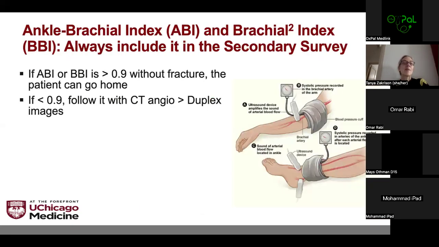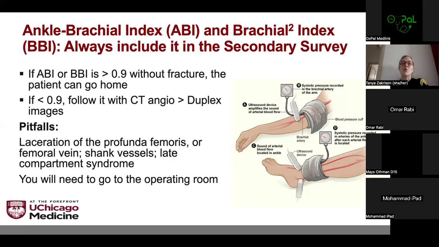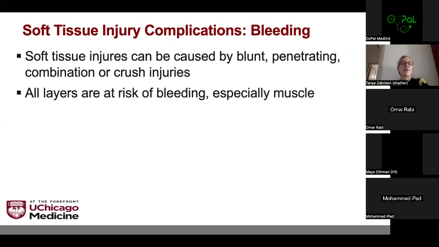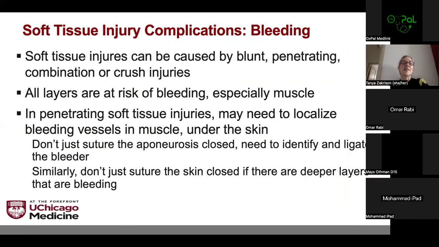And again, ABI or BBI is probably beyond the scope of this lecture, but it'll help us diagnose injuries to blood vessels that might require follow-up. So don't worry about that too much, and I'm happy to give more information to anyone who has follow-up questions on that. So again, you can have a combination of blunt, penetrating, or crush injuries that lead to soft tissue compromise and bleeding. Any layer of bleeding can occur, especially muscle.